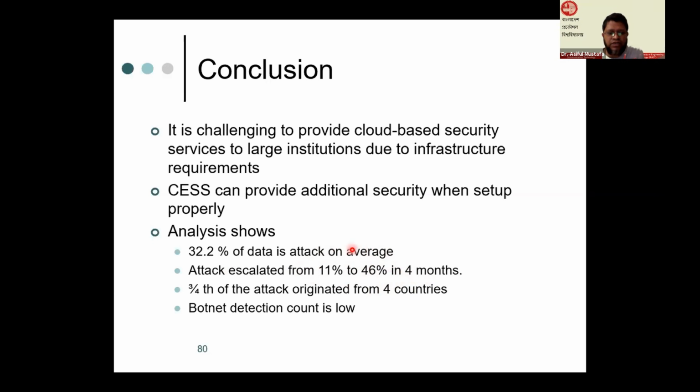Maybe it is because it becomes more known to the internet, but for some reason we see a lot of escalation of attacks over a period of time. We also see almost 75% of the attacks actually originate from 4 specific countries. And we also find that the botnet detection count is very low. The main reason for this is not that botnet attacks are not happening. What we think is that it's very difficult to detect botnets because of their characteristics. So using this type of software, it could be very difficult to detect botnets with high accuracy.